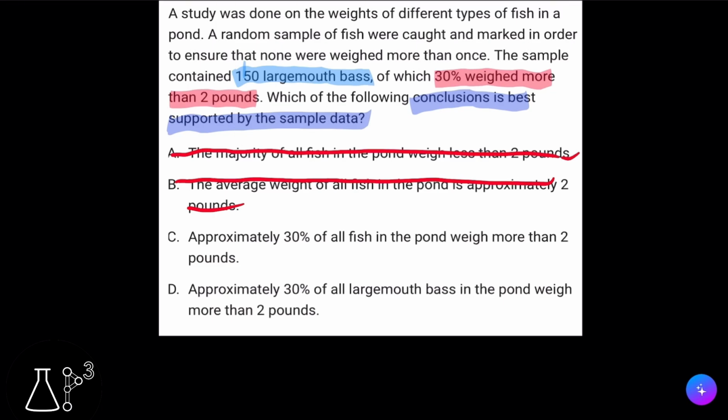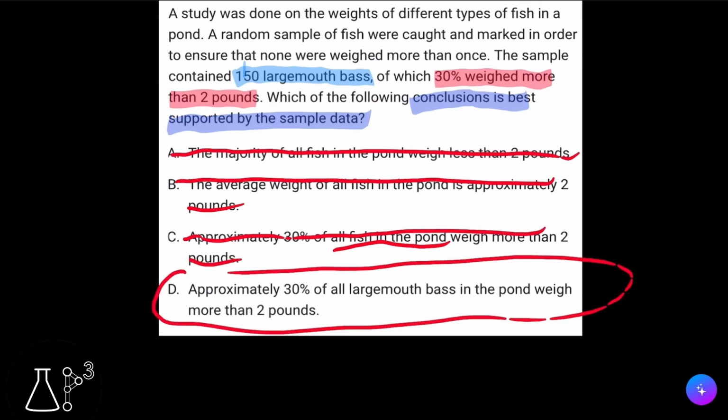However, it says again all fish in the pond, and it's only largemouth bass fish. Therefore, C is incorrect, making my only answer D. But let's make sure that it makes sense with the question. Approximately 30% of all large bass in the pond weigh more than 2 pounds.